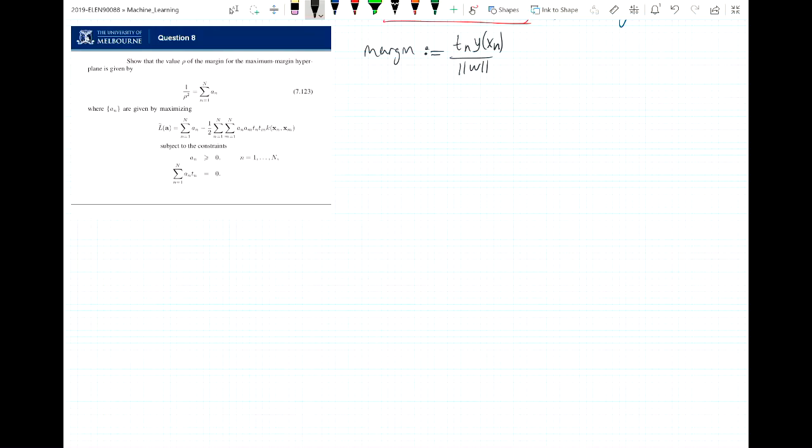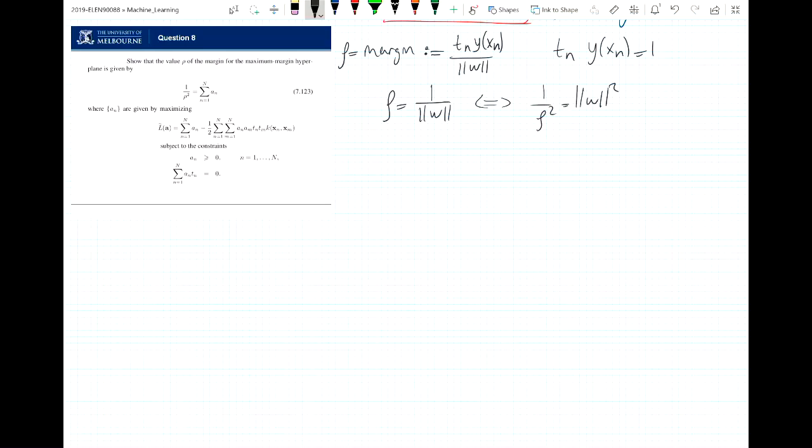So first of all, for the maximum margin hyperplane, we know also that Tn times y of xn equals 1. So therefore, the margin rho equals, because this is 1, 1 over norm of w. So rho equals the margin. Therefore, we have 1 over rho square is w square. That's good, but that's not the end of the story.